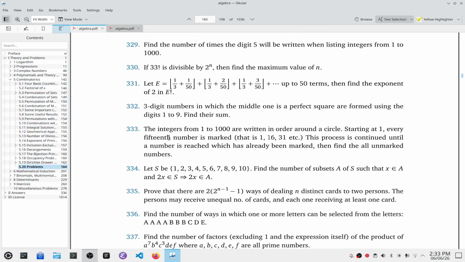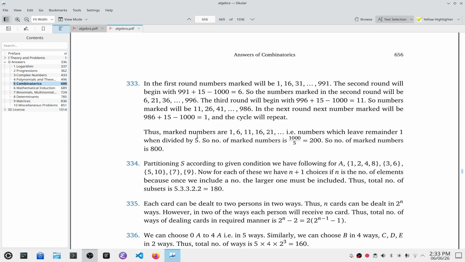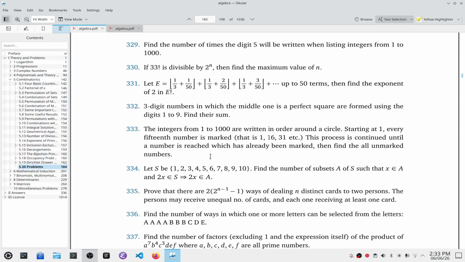Question 333 says that the integers from 1 to 1000 are written in order around the circle. Starting at 1, every 15th number is marked: 1, 16, 31, etc. This process is continued until a number is reached which has already been marked, then find all the unmarked numbers. Or rather, we have to find the number of unmarked numbers.